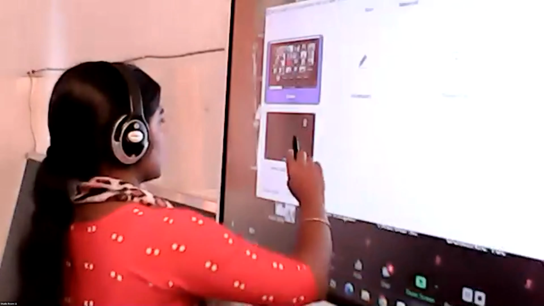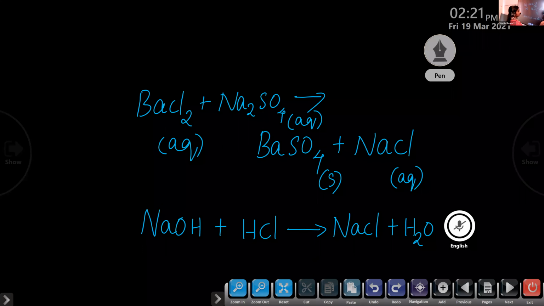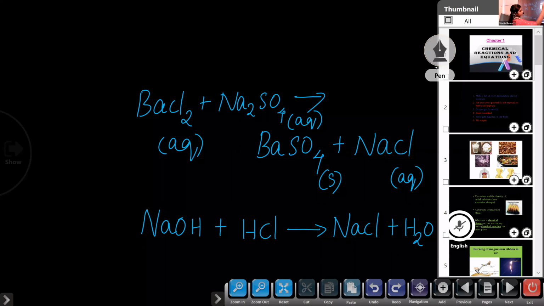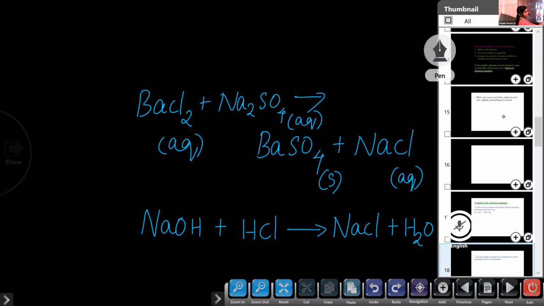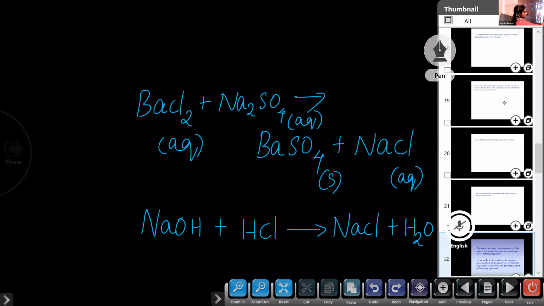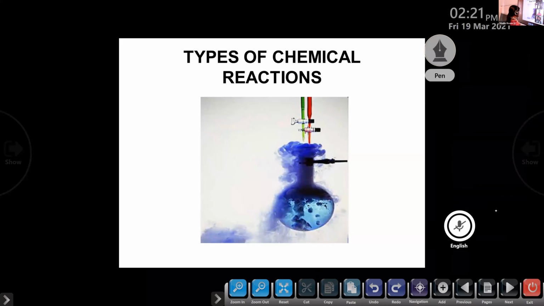Can you tell me which substance is converted into which substance? Reactants are converted to products. That's it. So for chemical reactions, you have to note 3 points. First point, it's a chemical change.